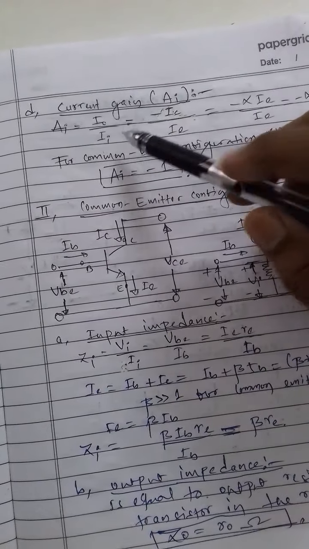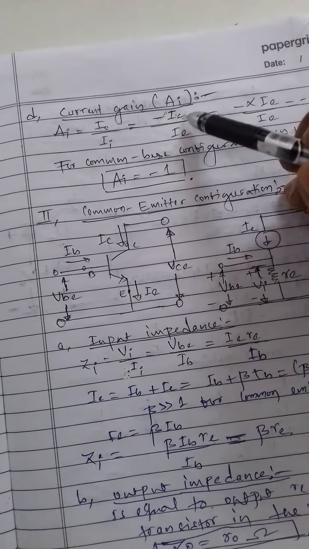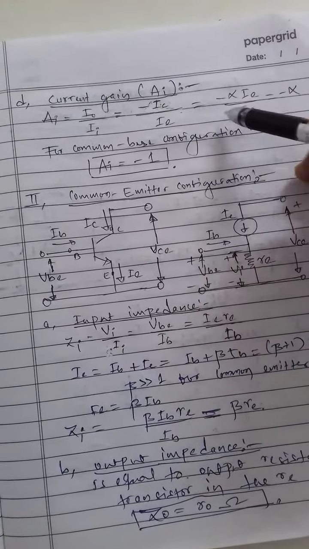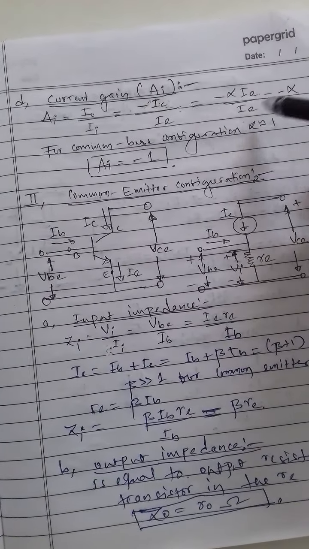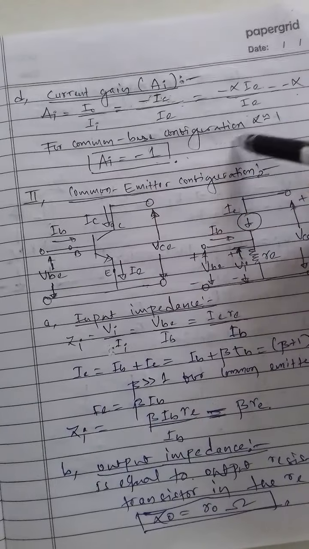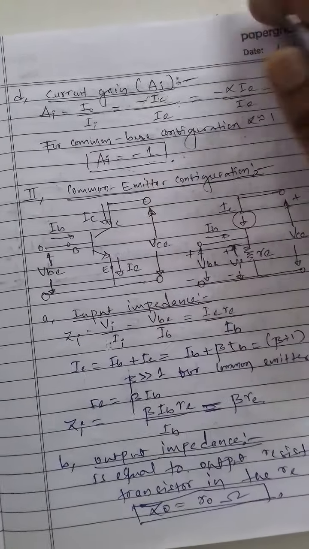The current gain is equal to output current upon input current, which is equal to minus IC upon IE, which is equal to minus alpha IE upon IE, which is equal to minus alpha. That is the current gain for the common base configuration. AI is equal to minus 1.